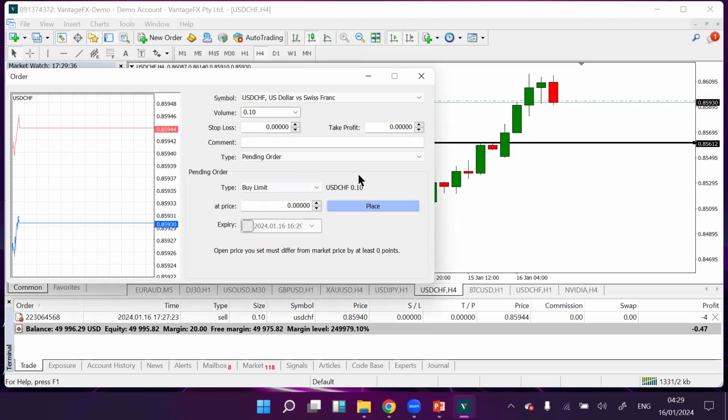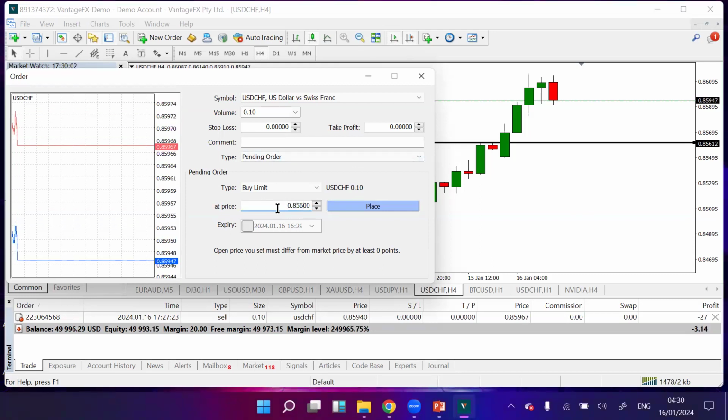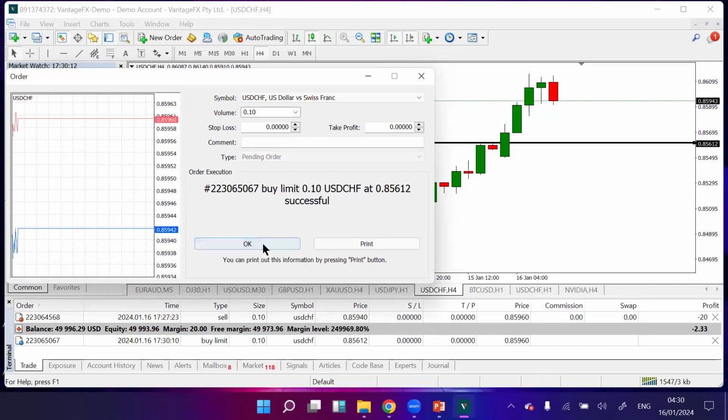Then we ask ourselves, at what price are we expecting this trade to be activated? We have seen our price here is 0.85612. So this becomes our price, 0.85612. That's our buy limit price, right? So we click on buy, place.